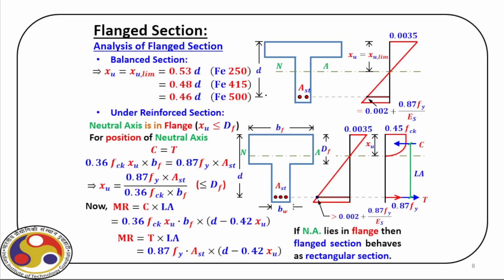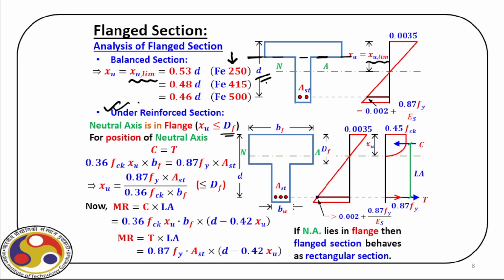First, what we do, we find out for this effective depth, what is the limiting value of XU. That, depending upon the type of steel we have, we can figure out from this expression. Now, if we think of an under-reinforced section, that is neutral axis XU is less than or equal to DF, that is the flange. So our neutral axis is at most at this level. Then you can easily sense that this XU is less than XU limit, and therefore we have this under-reinforced section.